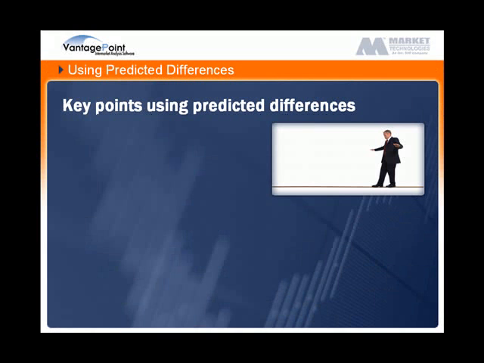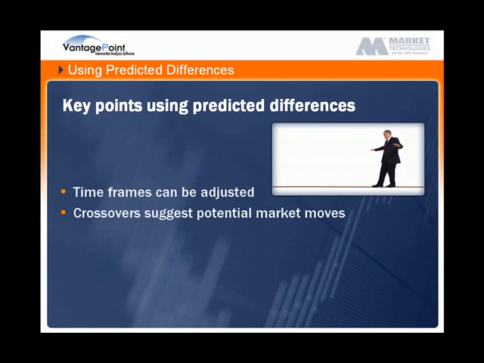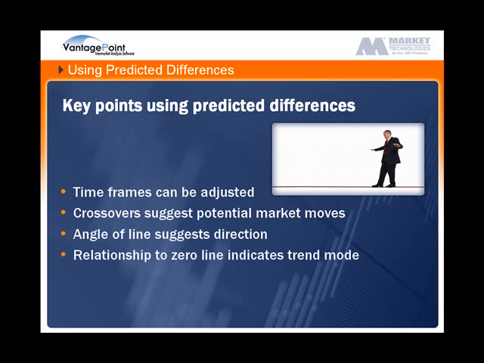Now let's review some of the key points about the predicted differences. First of all, you have a number of different time frames that you can use depending upon the time that fits your trading style. Secondly, an important consideration is the crossover that suggests potential market moves. The angle of the line suggests the direction of the move. Then it is also important to look at the relationship of the predicted difference line to the zero line, because that indicates the trend mode, whether it's bearish or bullish or weak or stronger.